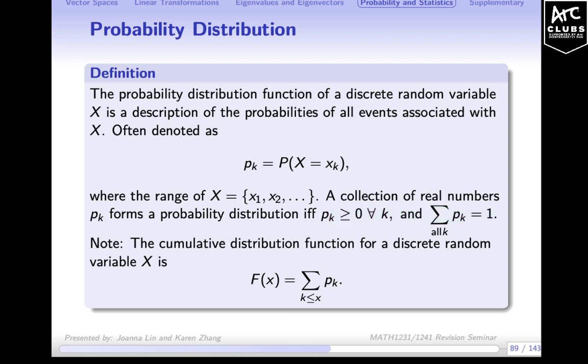Okay, so a note is that the cumulative distribution function for a discrete random variable x is given below. So it's essentially just the sum of your probabilities where k is less than or equal to x.